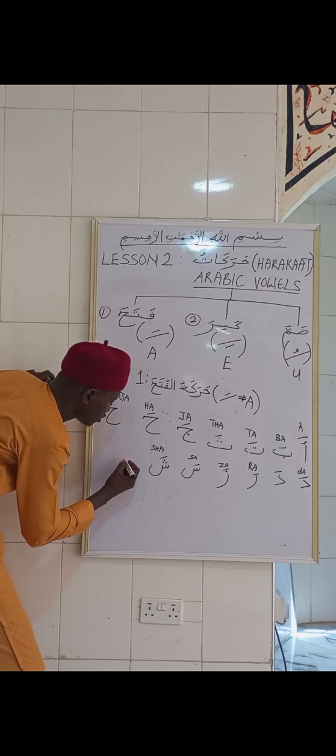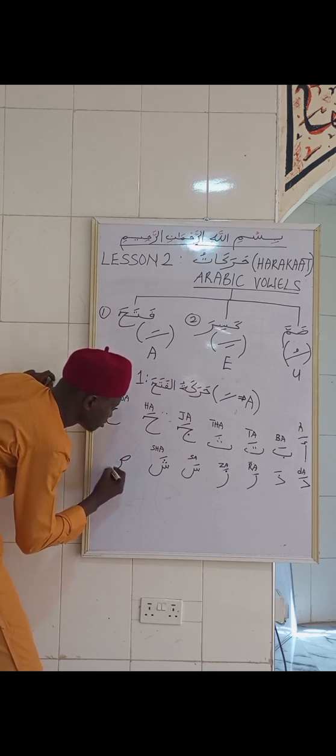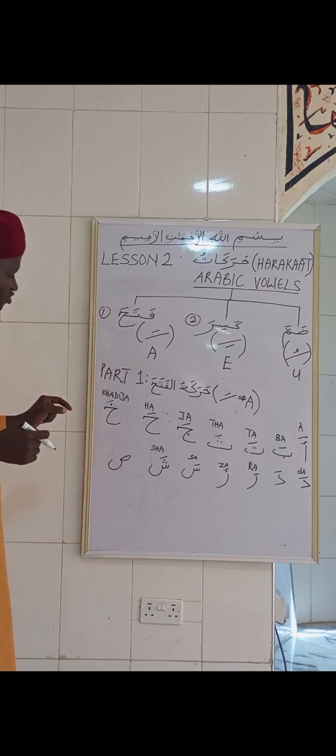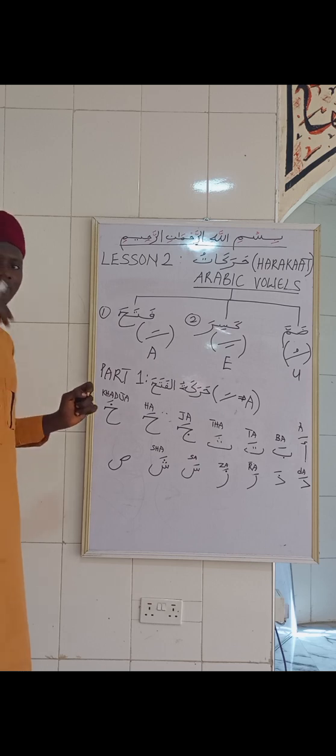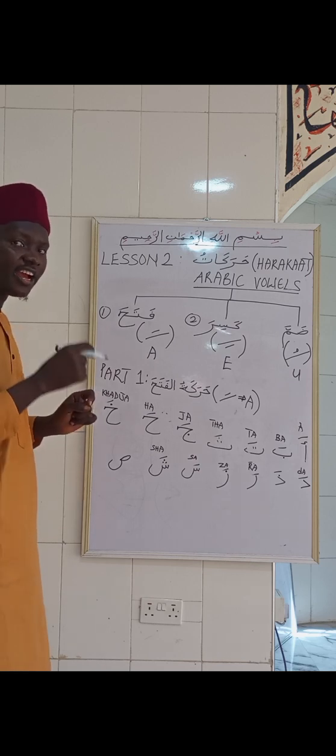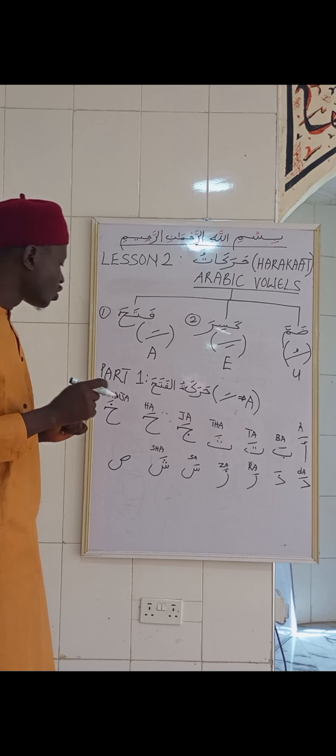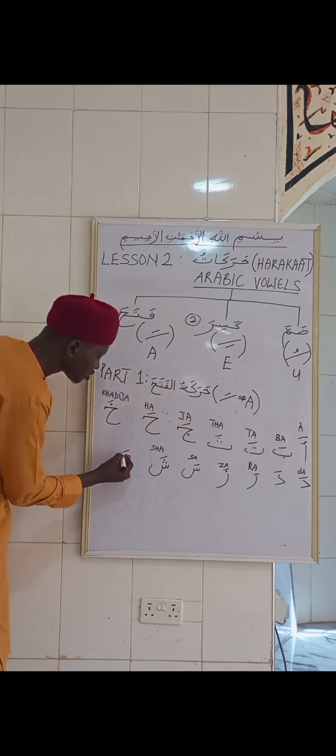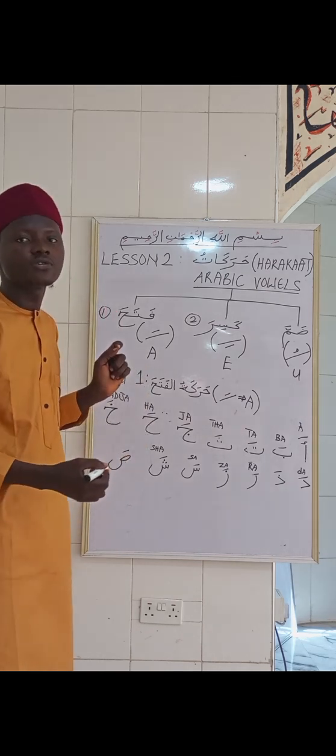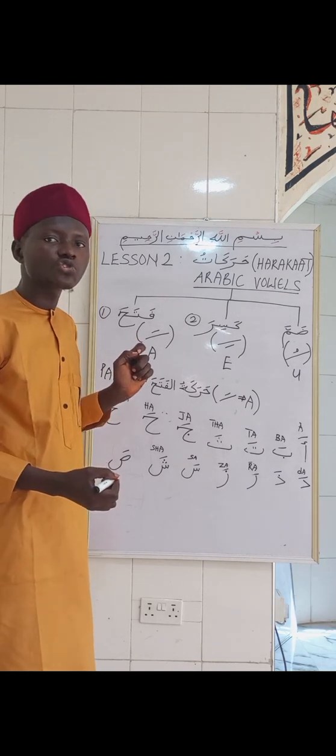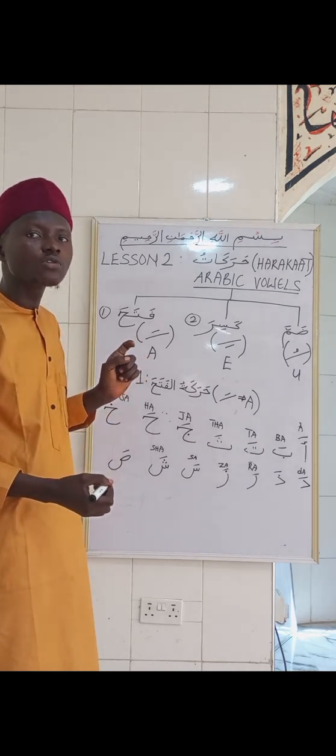So the next one is what? Sad. So Sad, I said, does not really have a replica in the English alphabet. So Sad fatha A is just what? Sa. Sad fatha A, Sa.